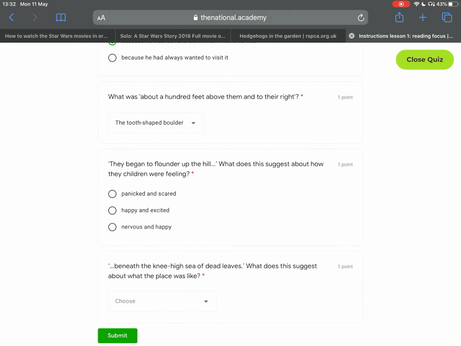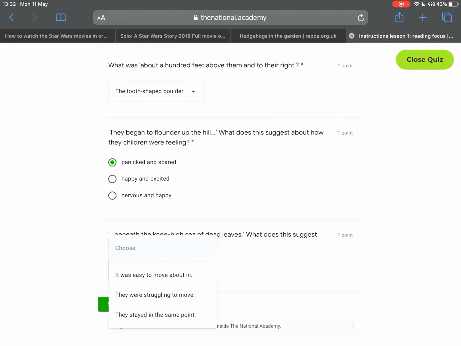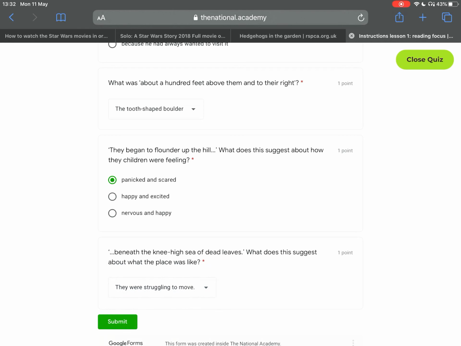They began to flounder up the hill. What does this suggest about how the children were feeling? That would be panicked and scared. Beneath the knee-high sea of dead leaves, what does this suggest about what the place was like? The answer here is they were struggling to move.